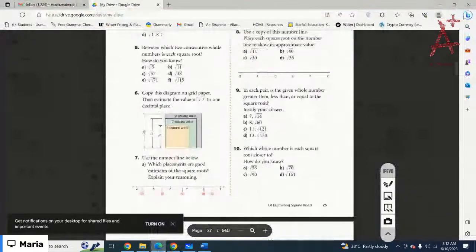Okay, let's look at question number 7. Use the number line below. Which placements are good estimates of square roots? Explain your reason. Square root 23 is, yes, less than 5 and greater than 4. Then you have square root 30. Yes, that is between 36 and 25. Then you have 50.